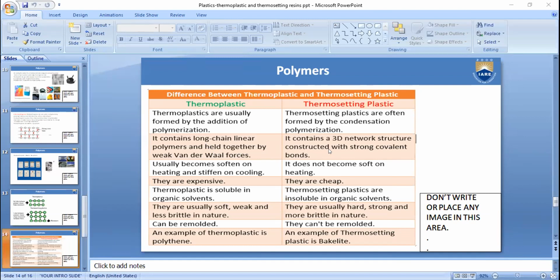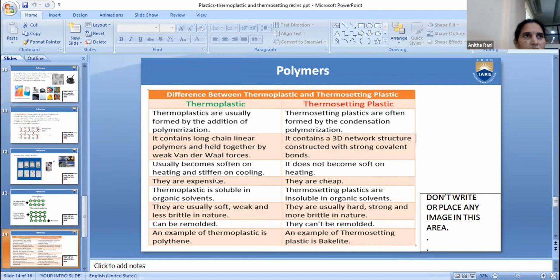It contains 3D network structure with strong covalent bonds. Strong covalent bonds. Okay, thermoplastic resins, third difference, tell me. Become soft on heating and hard on cooling. Next, thermosetting resins? Does not become soft, ma'am, on heating.